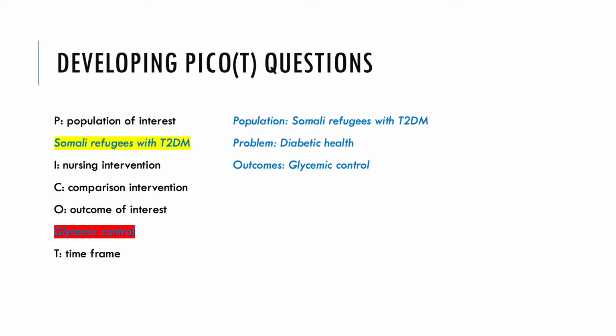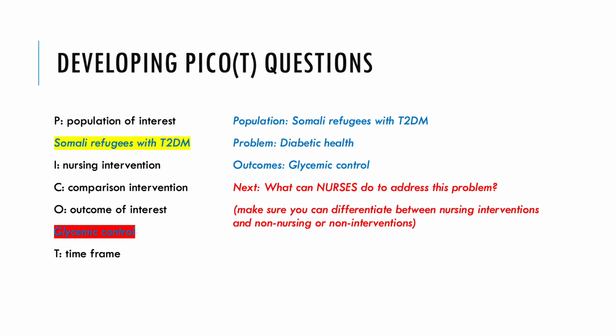Now, a key correction here to make: a nursing intervention. There are plenty of things I can do and that can be done to a patient and patient populations, but what is something that's within every nurse's scope of practice that could help my P, patient population, in improving the O, the outcome? Now, what can a nurse do to help Somali refugees with type 2 diabetes improve their glycemic control? This can be the challenging part of the PICO question process.